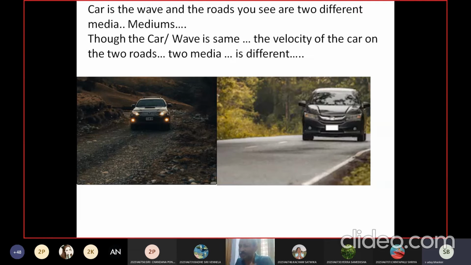Do the experiment. If you understand something, tell me. That will actually help you to understand why the light bends when it travels from one medium to another medium.